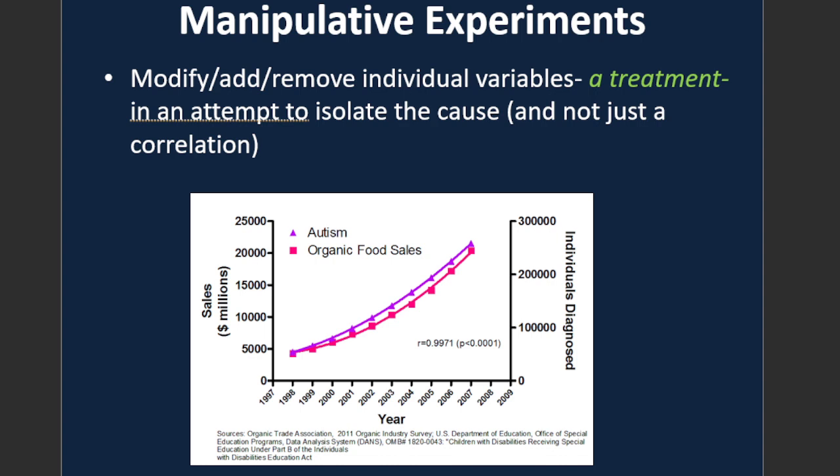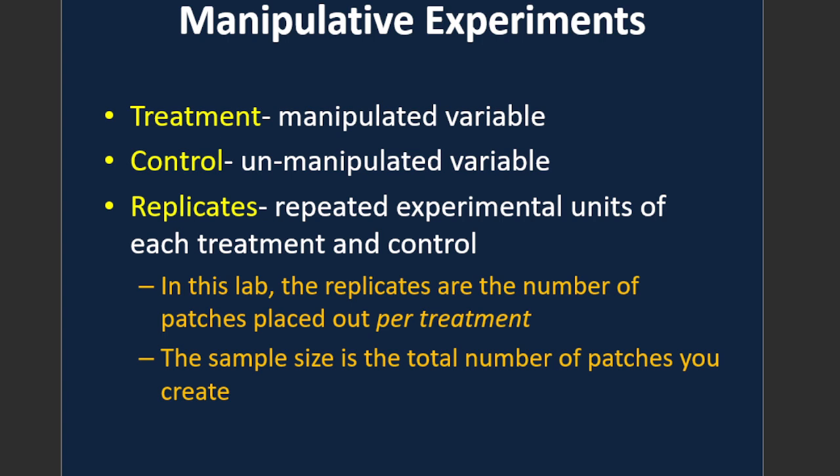So in manipulative experiments, you add, modify, or remove individual variables or a treatment in an attempt to isolate the cause. So it won't just be a correlation. You'll try to manipulate a treatment to determine the cause. A treatment is a manipulated variable. The control is an unmanipulated variable, and you'll have replicates as well, so repeated experimental units of each treatment and control. For ours, we'll be doing 2 replicates. So you have 6 cotton balls total.